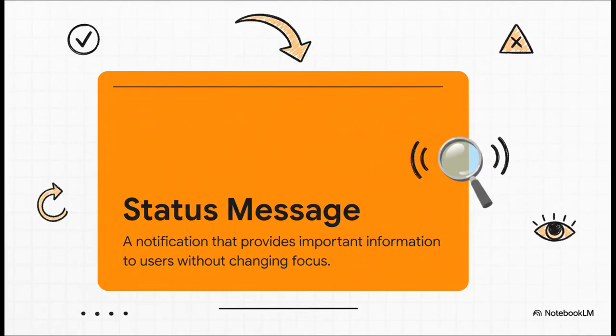Okay, let's break down the official definition. A status message is just what it sounds like. It's information about what just happened. Success, an error, progress. But here is the really crucial part. It delivers that info without stealing focus. This means it doesn't suddenly yank the user's cursor or their keyboard to a new spot on the page. It's a helpful announcement, not a rude interruption.